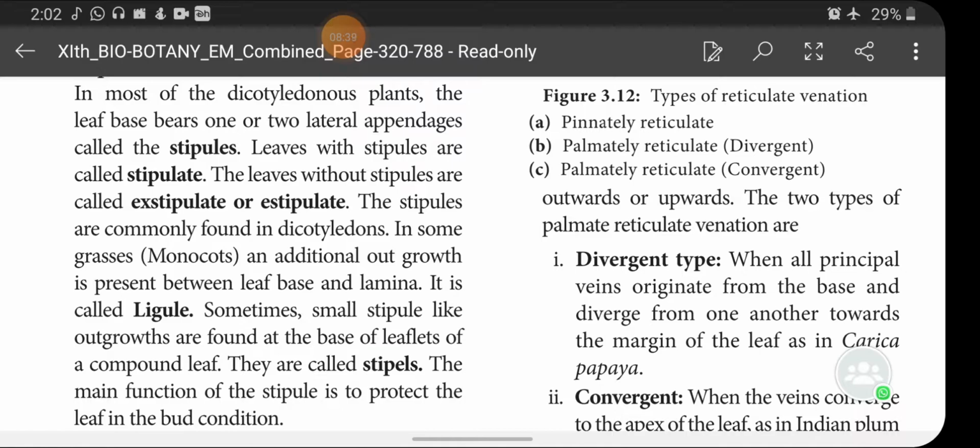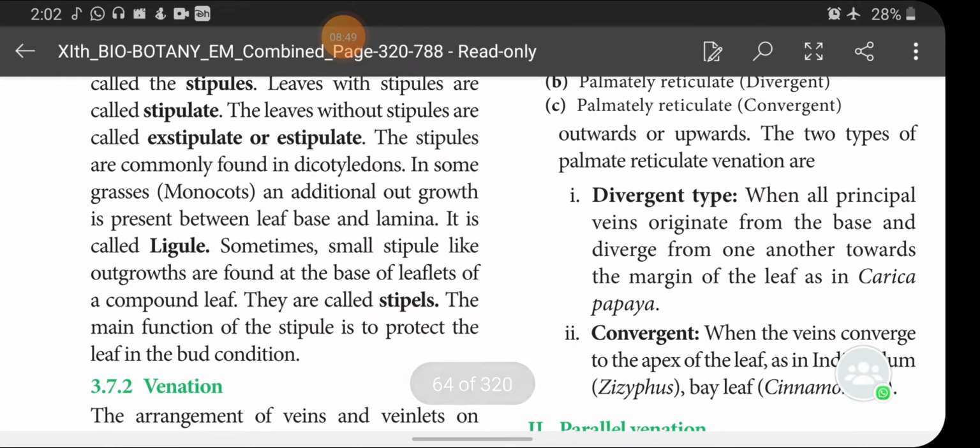Okay, bracketed. Differentiate stipules. What is stipules? Differentiate stipulate and exstipulate. Okay, so next, the stipules are commonly found in dicotyledons. In some grasses, that is monocots, an additional outgrowth is present between the leaf base and lamina. It is called ligule.